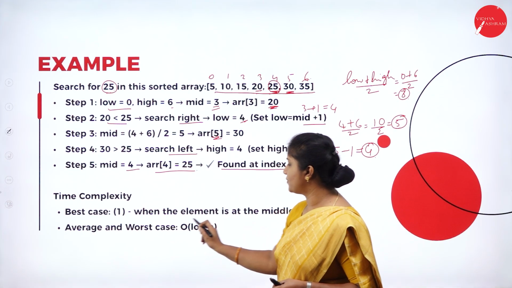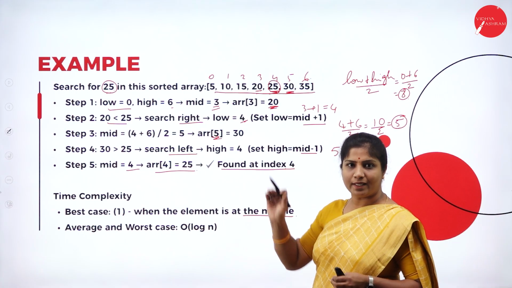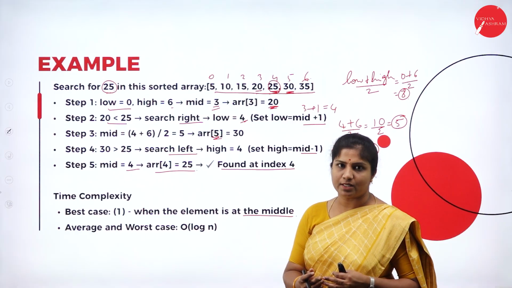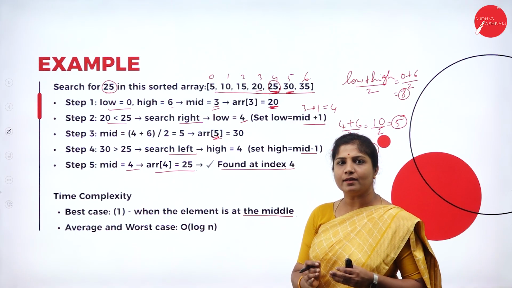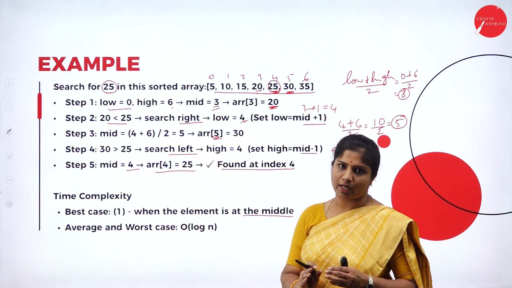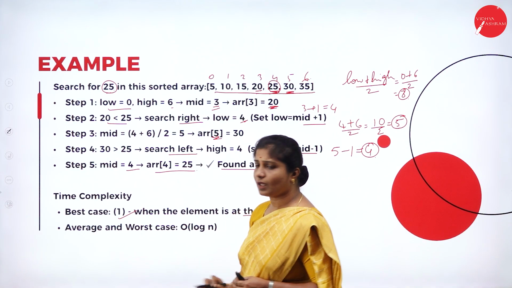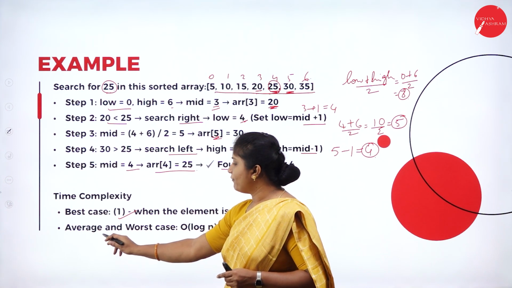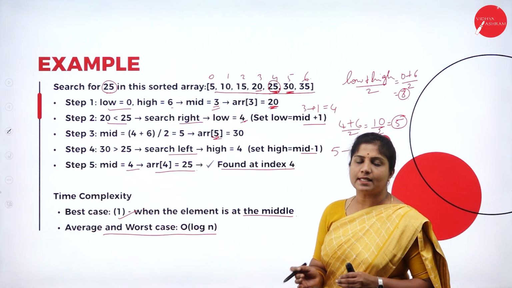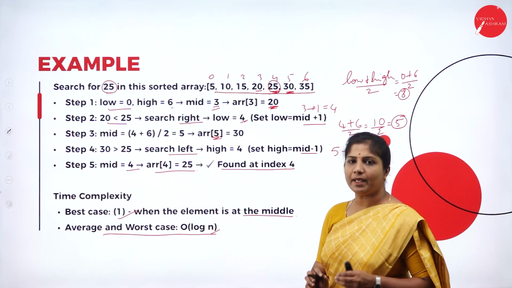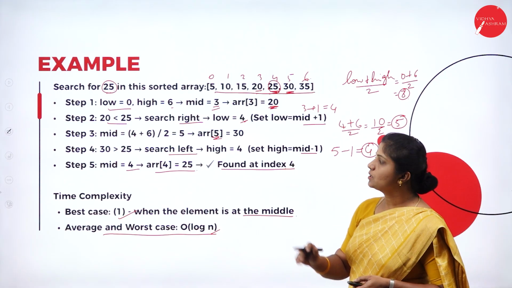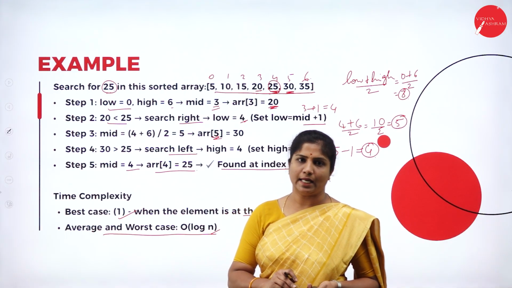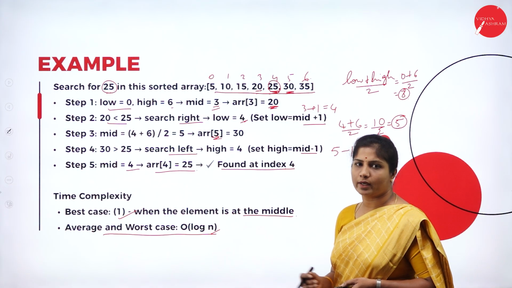In the best case, if the element we are searching, that key element or search element, is found at the middle position when it divides the given array into 2, then we can say it's a best case. Hence we denote it as big O of 1. That means it took only one iteration, right? In the average or worst case, the time complexity will be big O of log n. So this is how we search an element using binary search, which uses the divide and conquer technique.